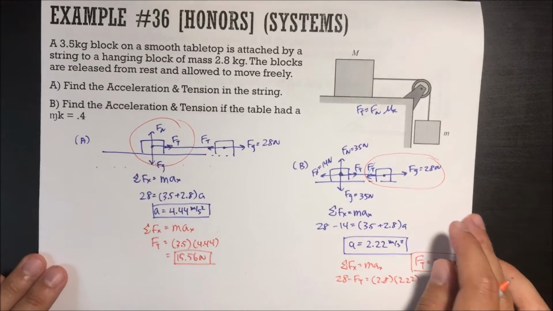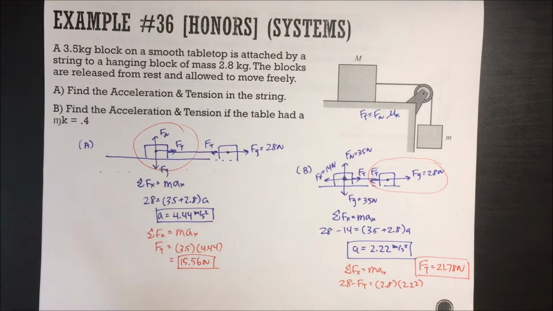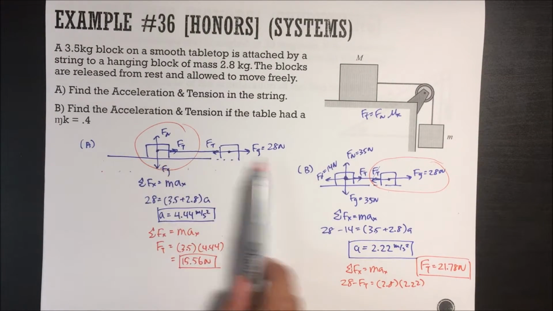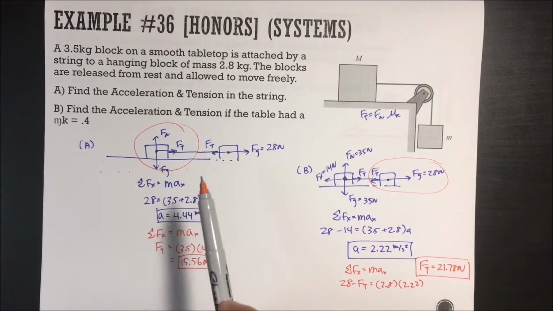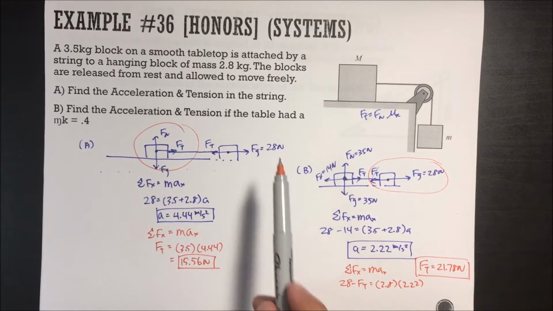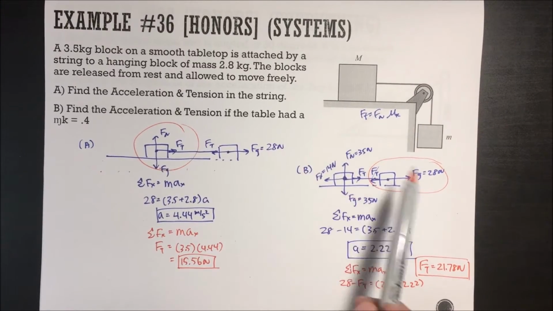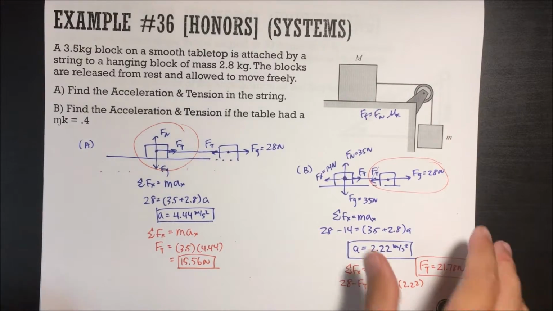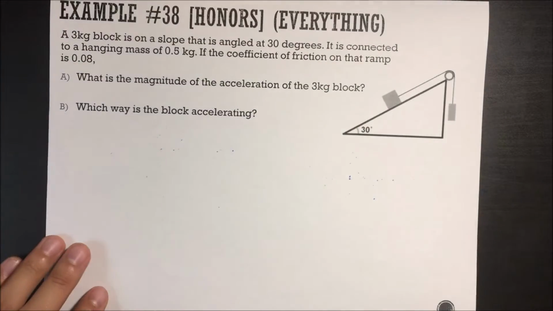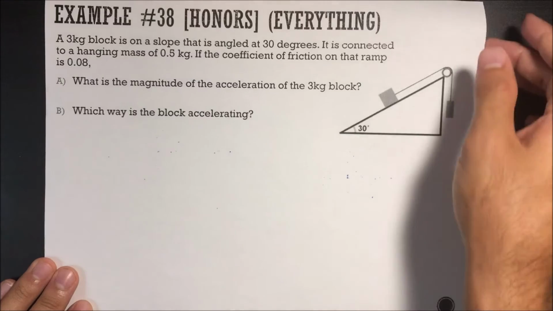Okay? So again, to do these problems, it's easiest to just put it in one dimension like this. Acceleration, you're going to be looking at the whole system. Tension, you're just going to be looking at one part of the system. Okay? Alright, last one, combining everything we learned into one problem.